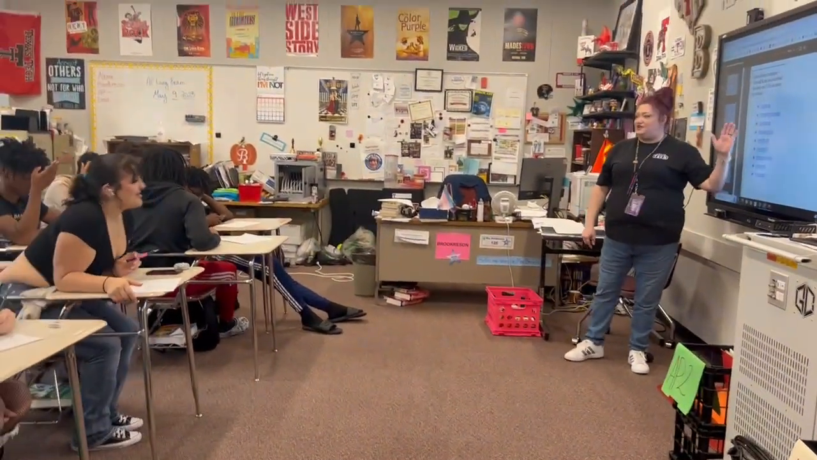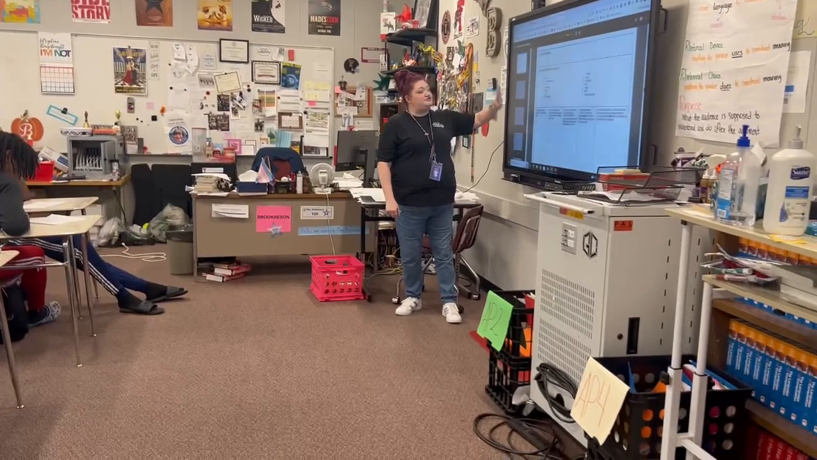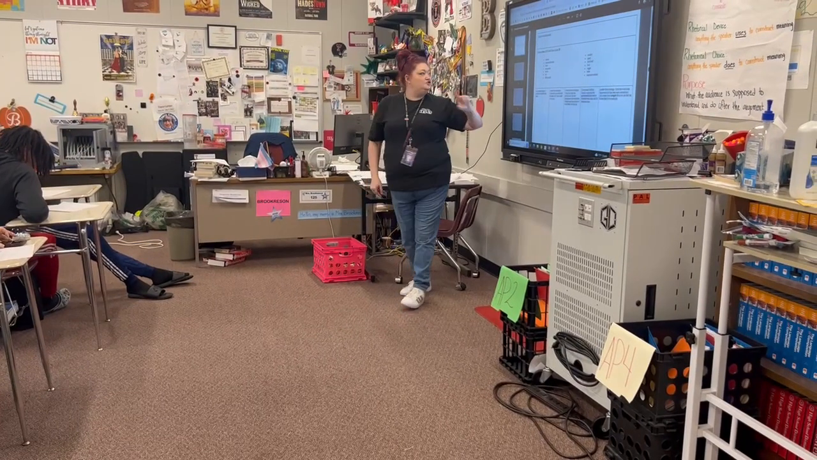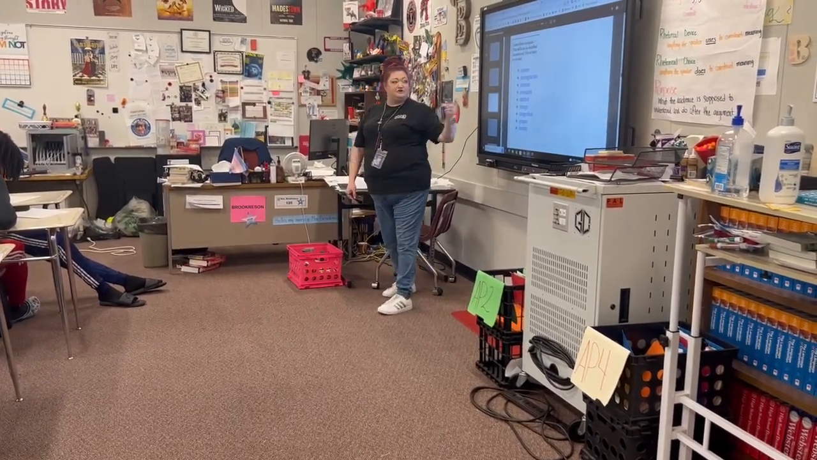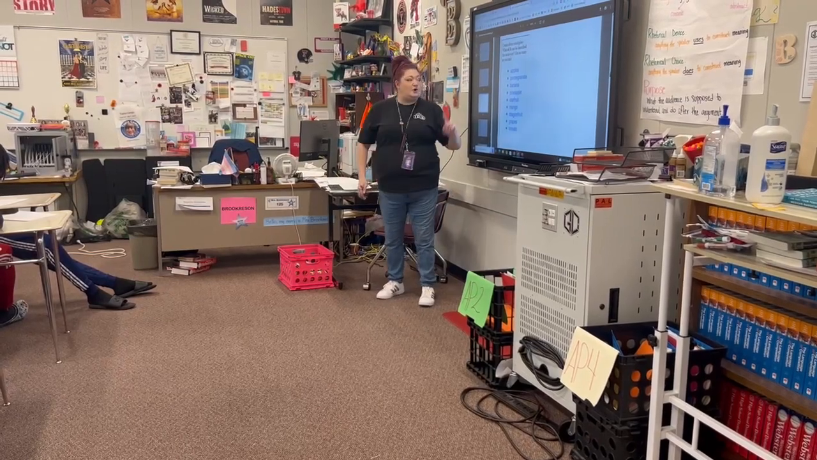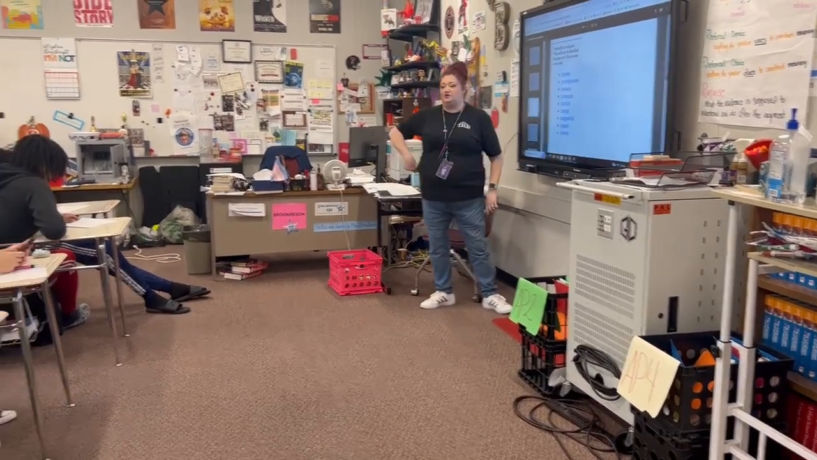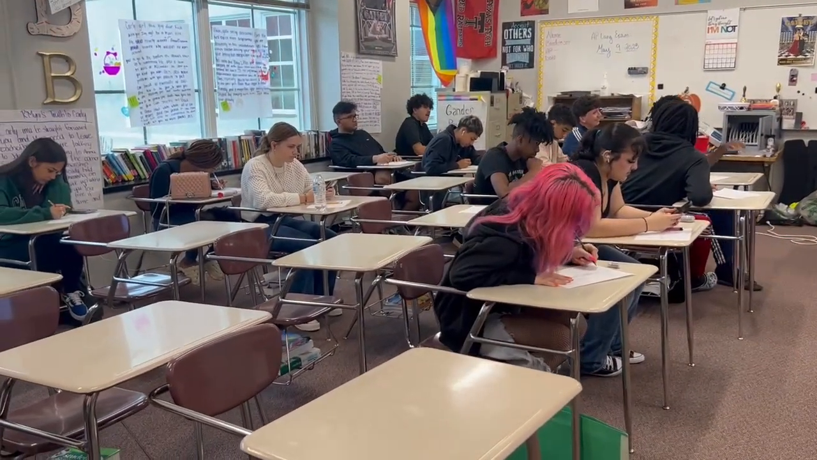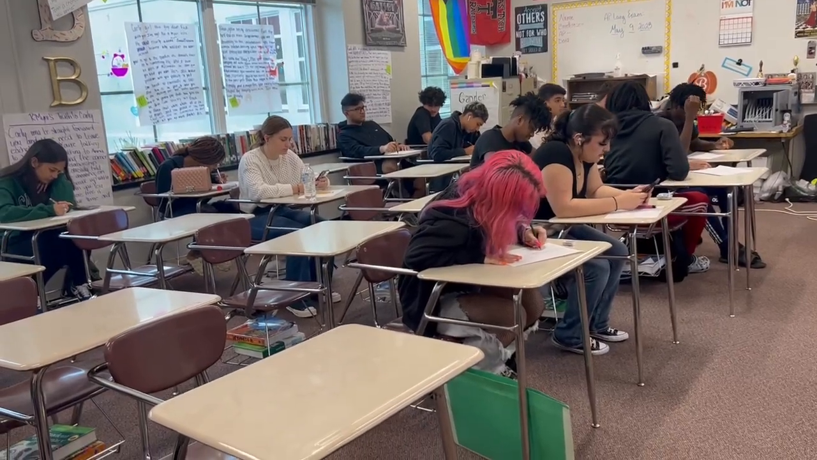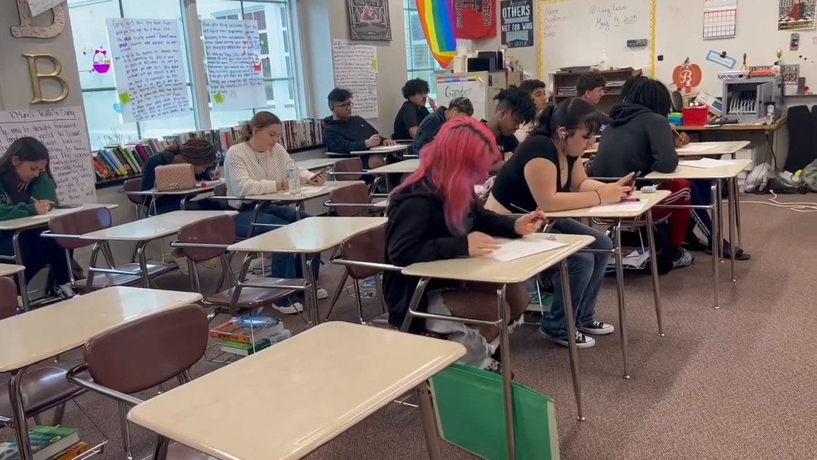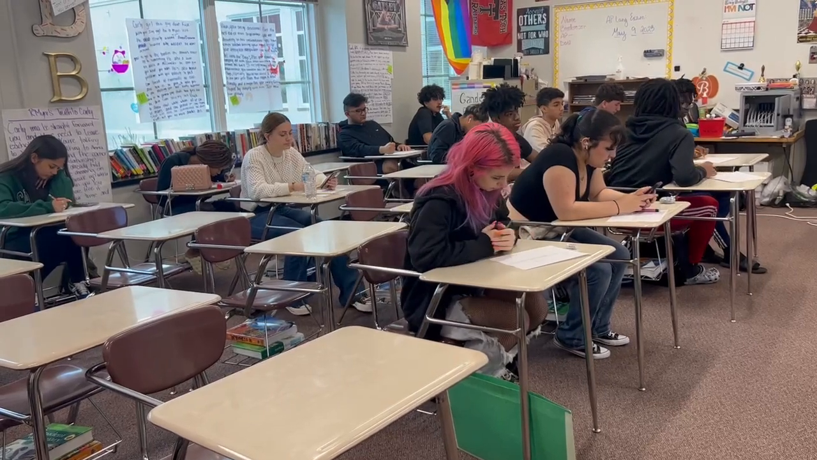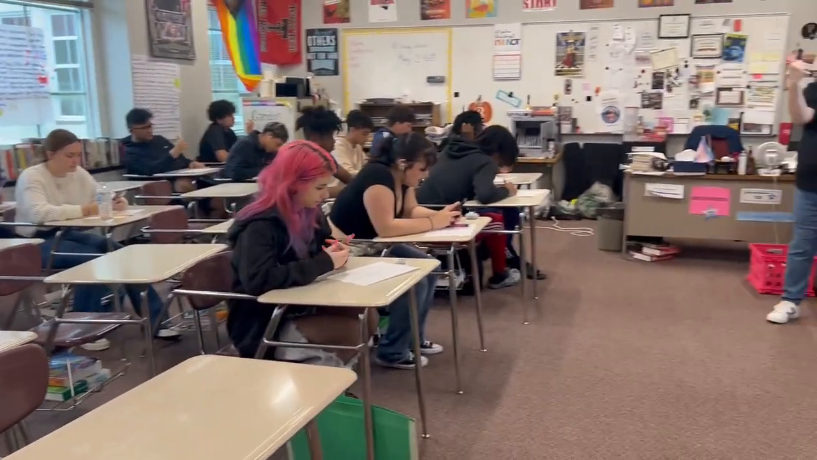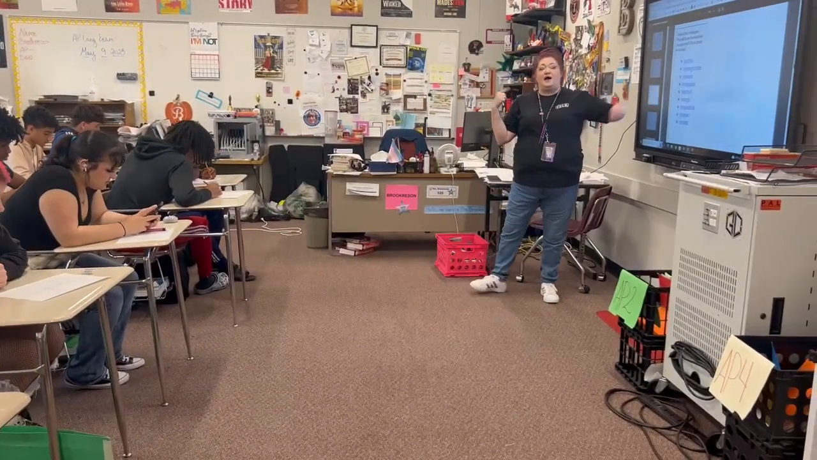Okay, so now that you have your second column here, we're going to go down to the third. Now, of that second column, choose one. Here's my second column again. You're going to choose one. I'm going to choose pineapple, and circle it. Choose one that you wrote from your second column.